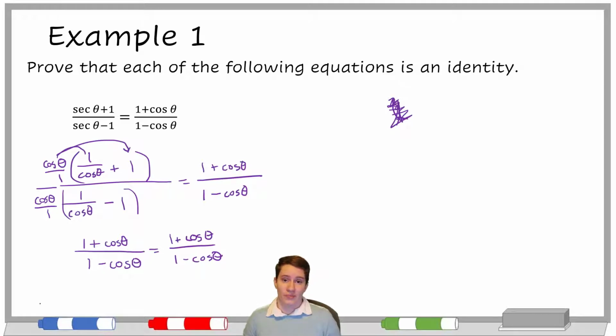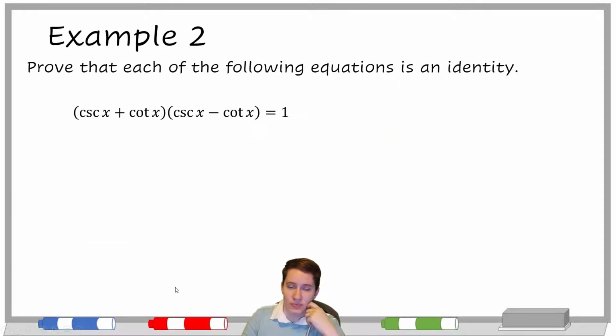But now, hopefully, if you see a problem similar to this, you'll go, what would happen if I multiply it by its reciprocal, basically? It would change things so that instead of having secant, we had 1, and instead of having 1, we had cosine, which is what we needed to change it to. So that's example 1. Example 2. We've got parentheses here, and we've got cosecant and cotangent together.